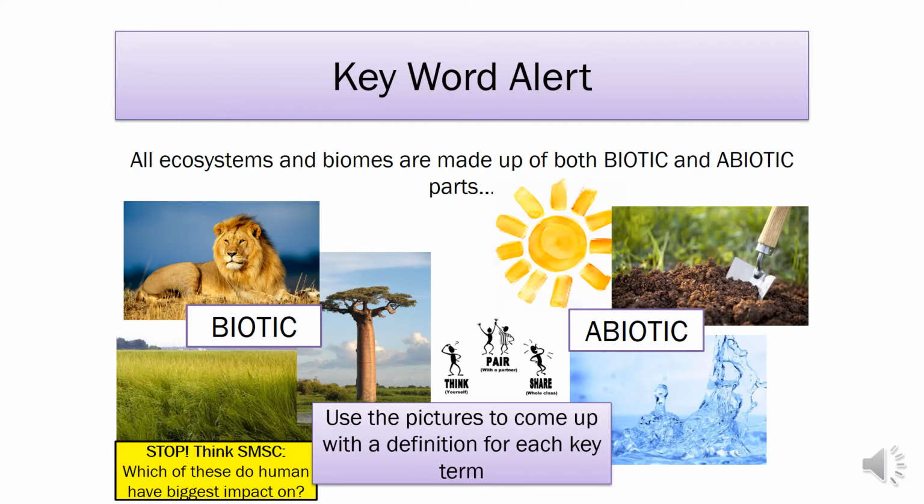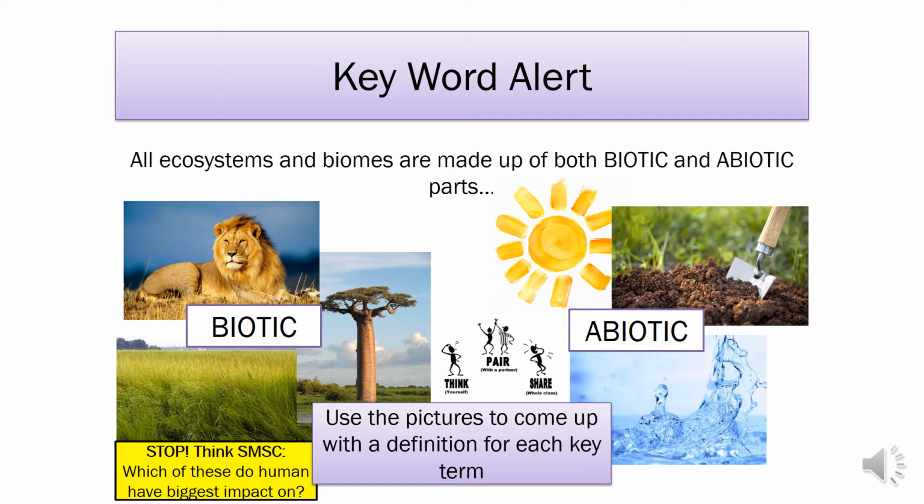So the first thing we need to do is reflect on the meaning of these two very key words, biotic and abiotic. I would like you to look at the pictures and try and work out what these words mean. In the left-hand side of the slide, you've also got a stop, think, SMSC box to be reflecting on. Pause the video for about 20 seconds and think about those three things, what the two words mean and the SMSC box.